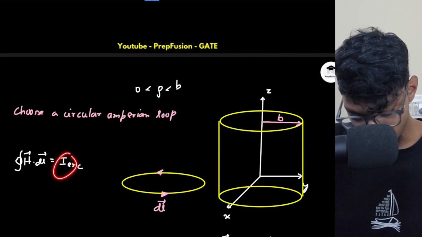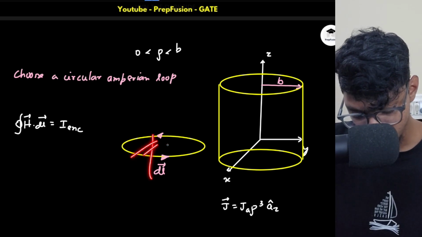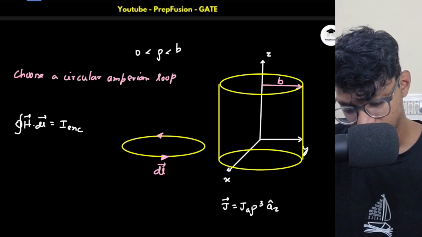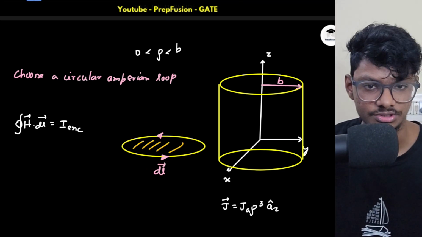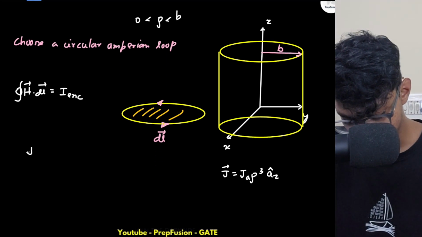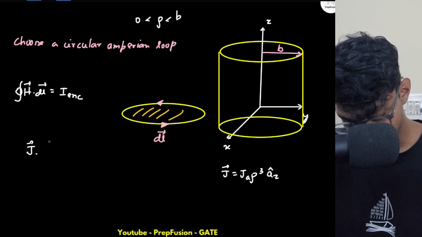So what is this I enclosed? How do I find out I enclosed? I enclosed will be the amount of current passing through this cross section. Amount of current passing through this cross section, right? So what will it be? It will be simply J dot, J into delta S.